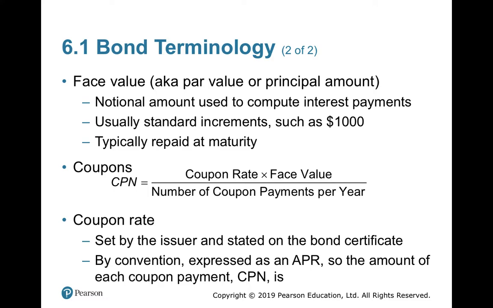So coupon fixed, face value fixed. So coupon multiplied by face value divided by number of coupon payments per year. For example, a bond having 10% coupon, 1000 face value. Note down please, bond having 10% coupon, 1000 face value, and coupon paid semi-annually, means twice a year. Every 6 months coupon will be paid.